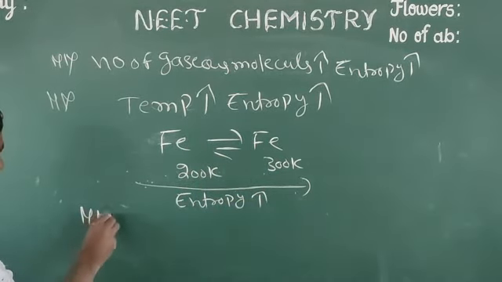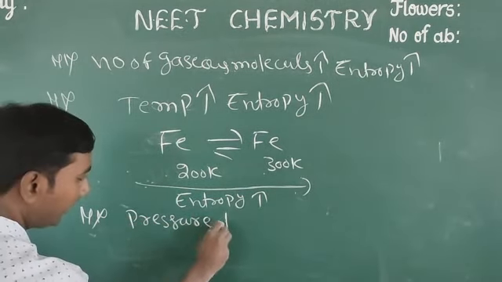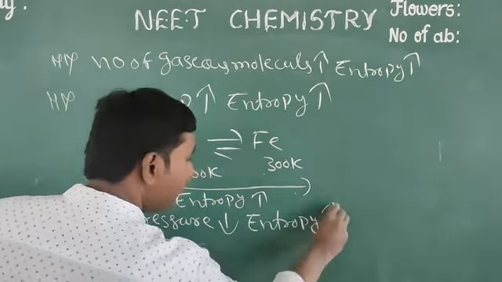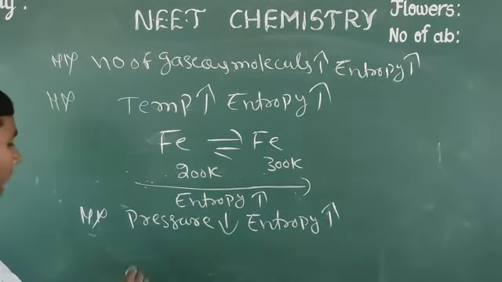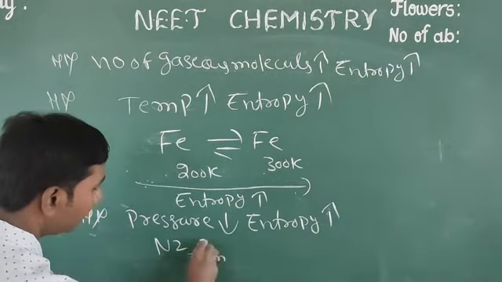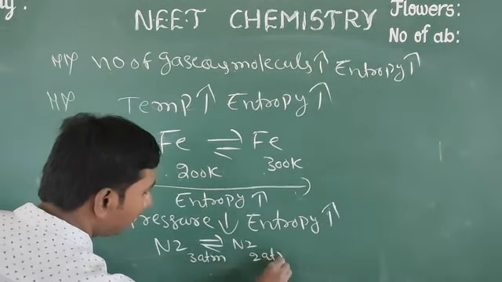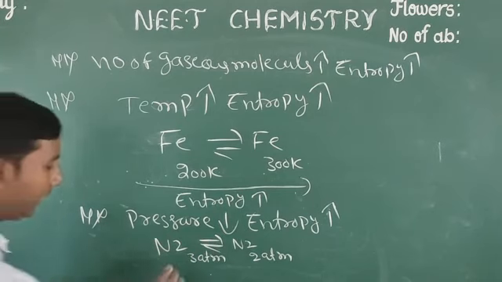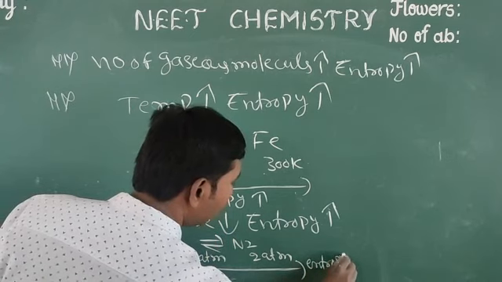Third one: pressure decreases, entropy increases. For example, nitrogen at 3 atmosphere in equilibrium, and again nitrogen at 2 atmosphere. So from left to right, entropy increases.